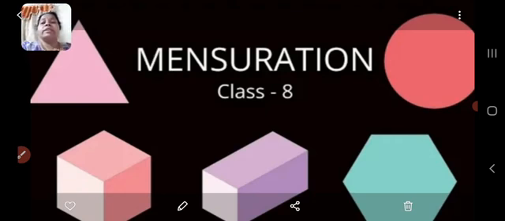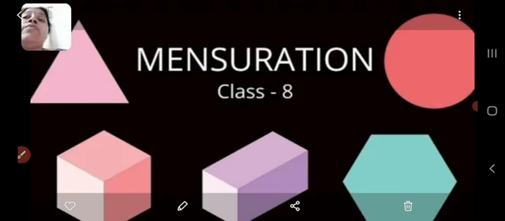And then we learned about the area of a general quadrilateral. What is the area of a general quadrilateral? Area of a general quadrilateral is equal to 1 by 2 d into (h1 plus h2), where d denotes the length of the diagonal and h1 and h2 are the perpendiculars drawn from the vertices to the diagonal. Okay, understand?